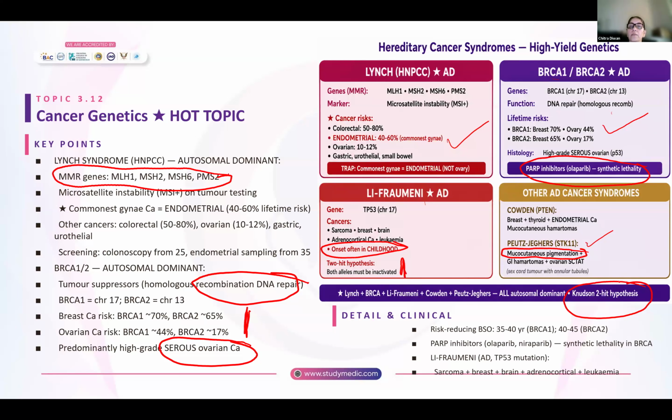So for BRCA1, risk-reducing BSO is offered at 35 to 40 years of age. For BRCA2, a little later on at 40 to 45. For ovarian cancers with BRCA1, remember the chemotherapy of choice is PARP inhibitors. For Li-Fraumeni, the mutation is in P53, and you get sarcomas, breast cancers, brain cancers, adrenocortical tumors, and leukemia.